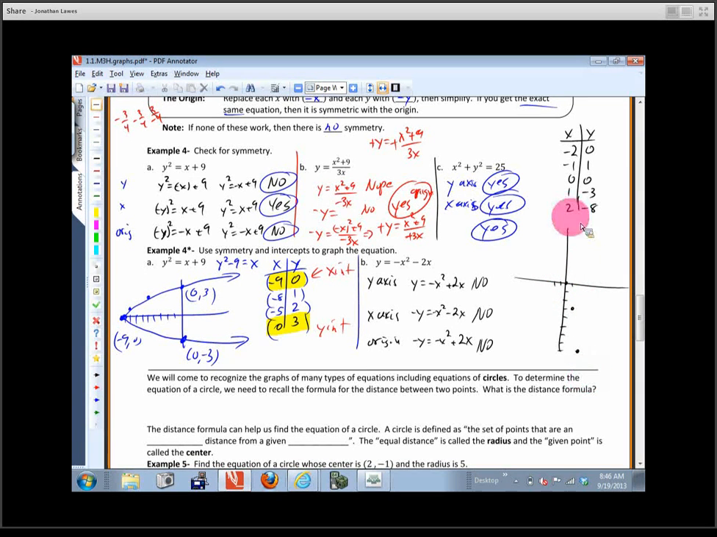Like, let's say I plugged in a 3. This would be -9 minus 6. So the next one would be -15. It would be way down here. If you looked at that on this particular graph, what does it look like that is? Does it look like a parabola?